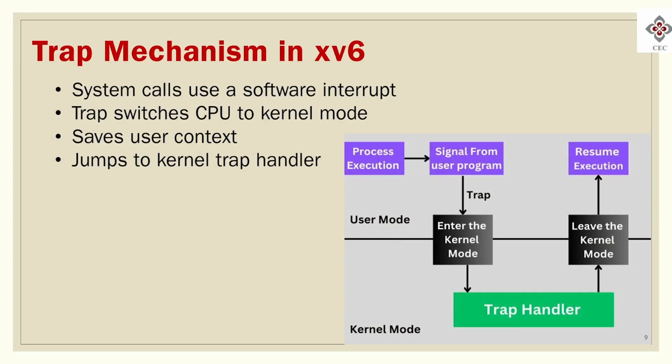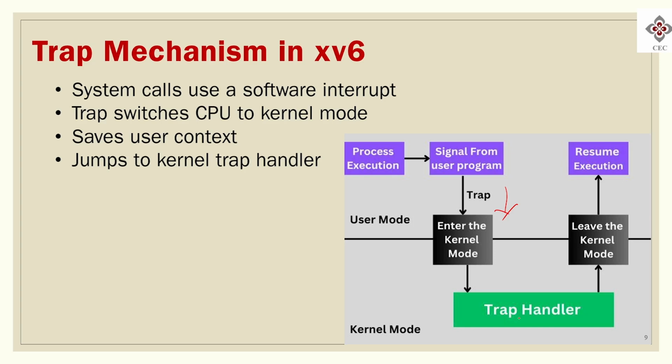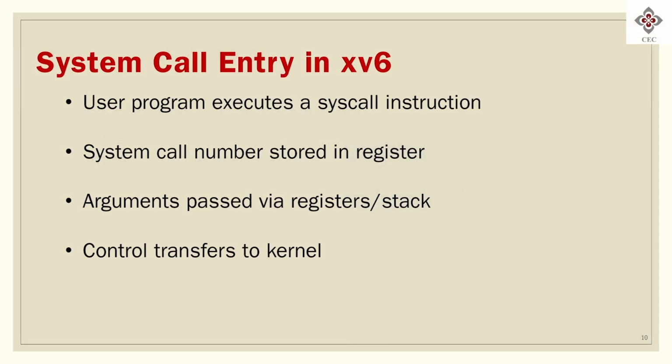As we discussed about the trap mechanism, a system call uses a software interrupt. It is an interrupt generated by the user program. As soon as it is generated, the CPU switches into kernel mode. Via this trap it switches into the kernel mode, then it saves the user context. As soon as it enters the kernel mode, it handles the call using the trap handler. Then after completing the job, it leaves the kernel mode and resumes execution in the user mode.